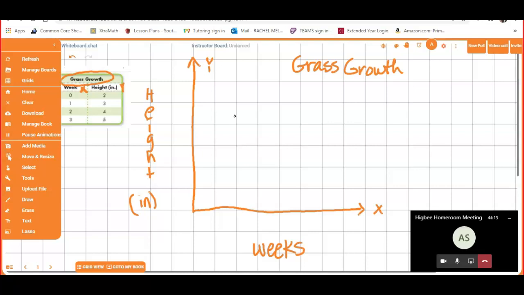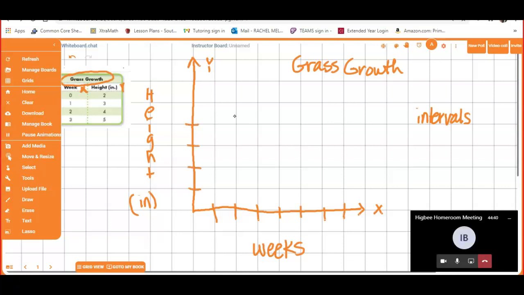Okay, so looking at our data table over here, what do you think I should label my intervals? Meaning, what is each of these squares going to be? Do I want to go by ones, by fives, by halves, by tens, by 20s, by hundreds? What should I go by? What do you think?